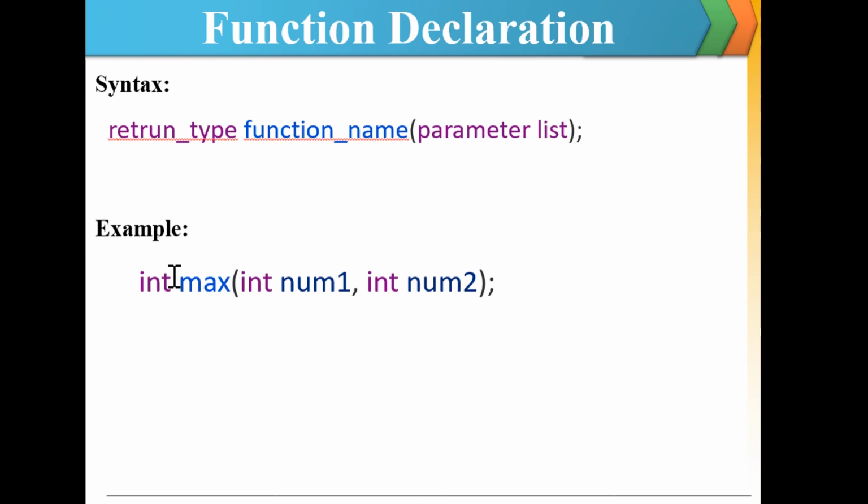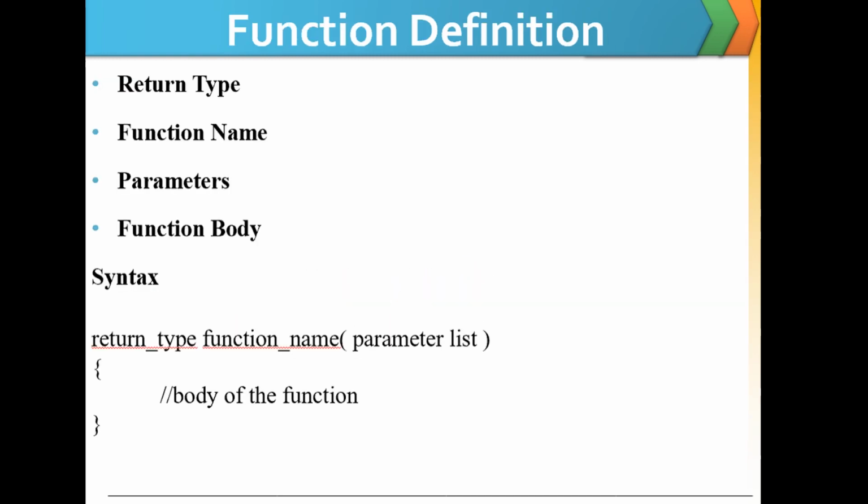Here is an example of a function declaration with the function name max, having return type integer, with two parameters enclosed within round brackets. There are four things to remember about function definition: return type, function name, list of parameters, and the body of the function. Return type is the data type of the value that the function returns. Some functions perform operations without returning a value. In such a case, the return type is void.